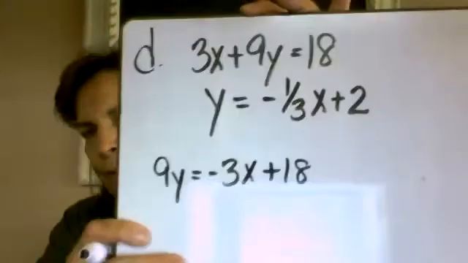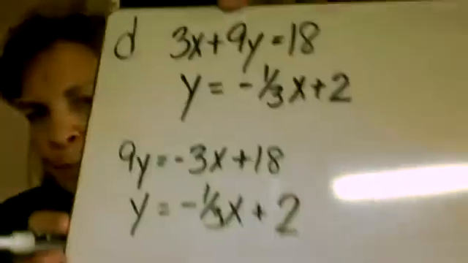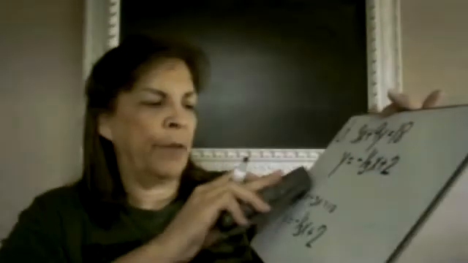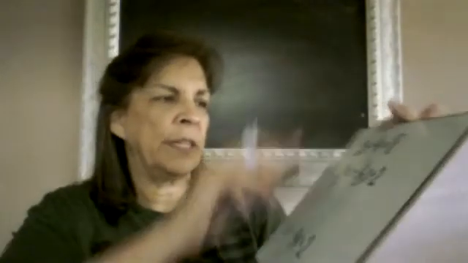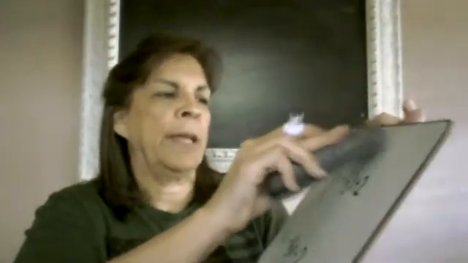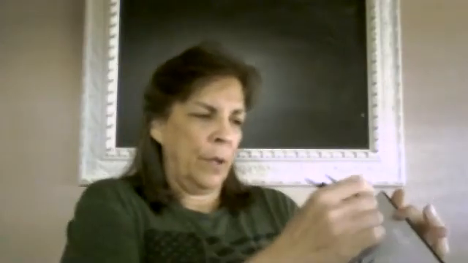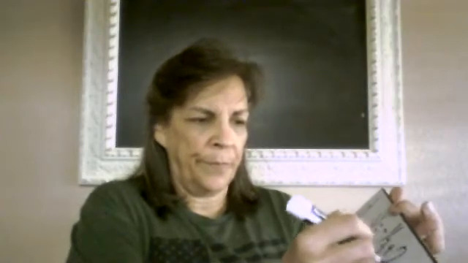Not quite there yet. We need to divide by 9. We divide everything by 9, and we get y is equal to negative 1/3 x plus 2. Okay, so if we erase everything but our two equations, we now have two equations that we can graph and see what our answer is.